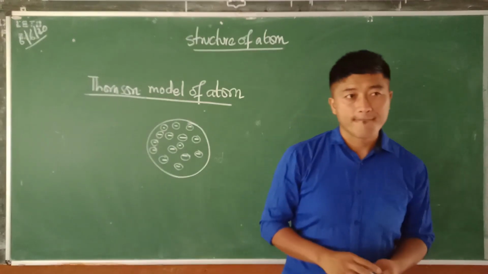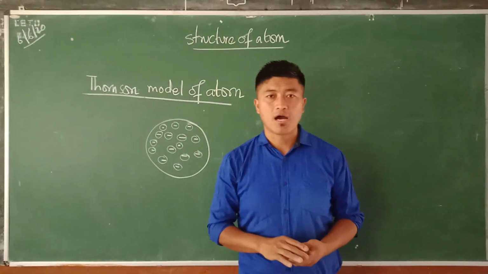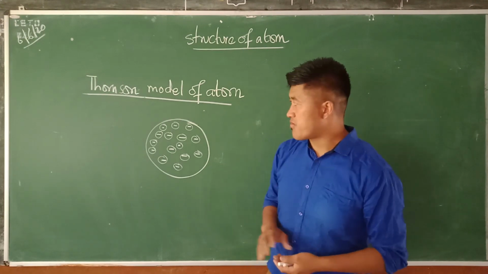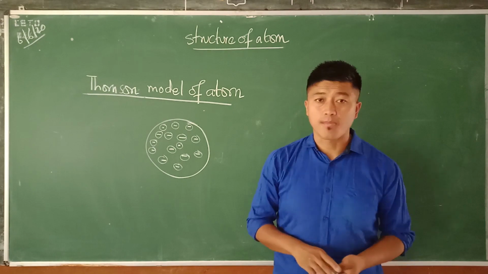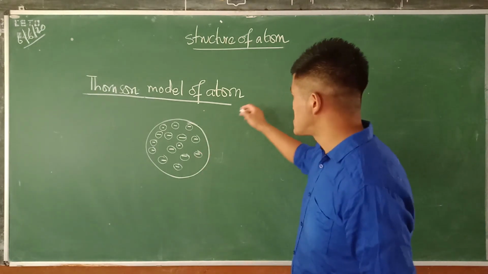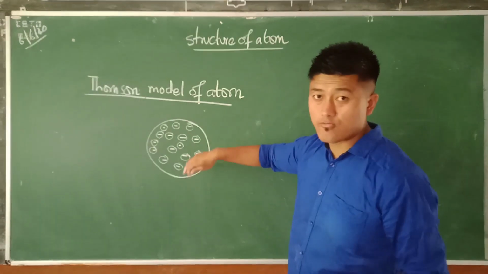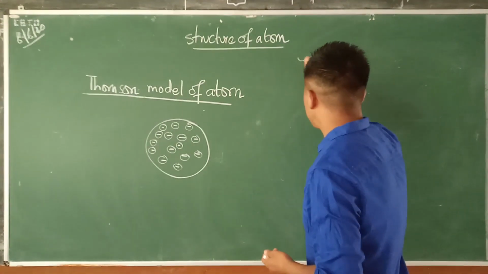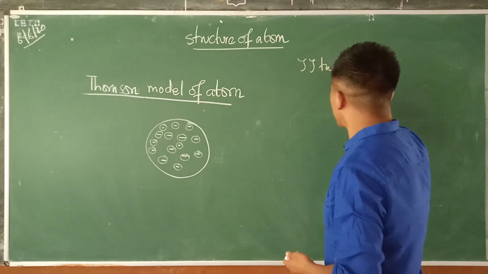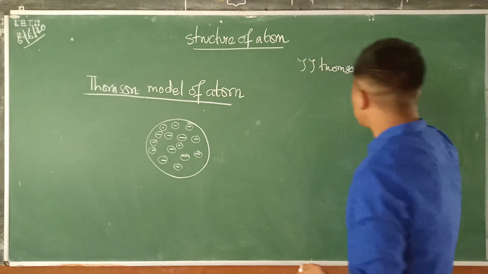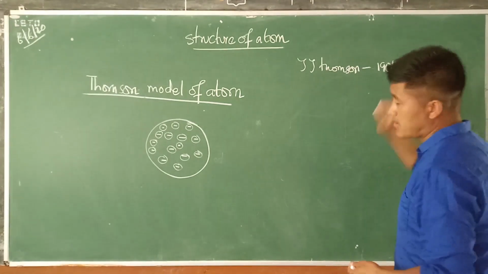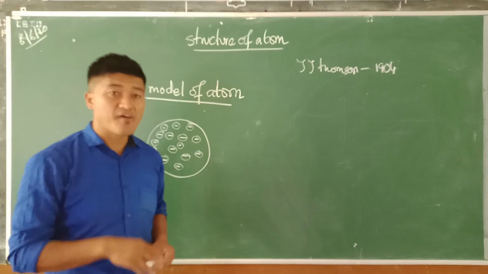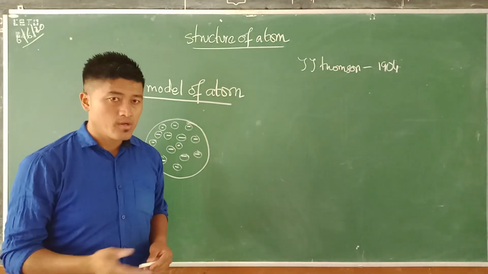So in the previous session, we discussed the three subatomic particles. Now, in this session, we are going to talk about the Thomson model of atom, which was designed by J.J. Thomson in 1904. This model of atom came after the discovery of the electron.